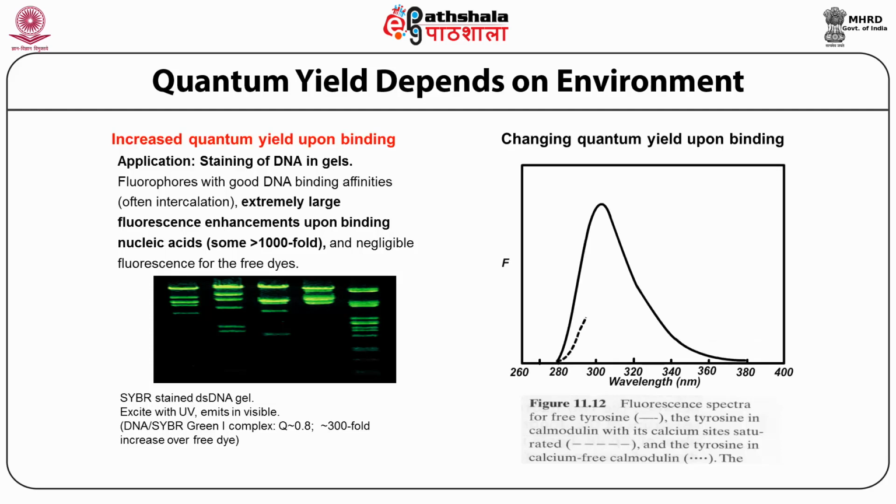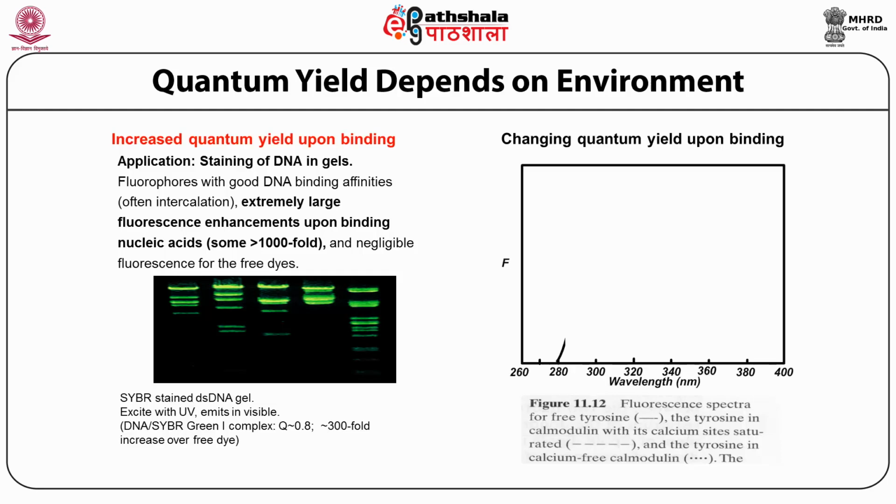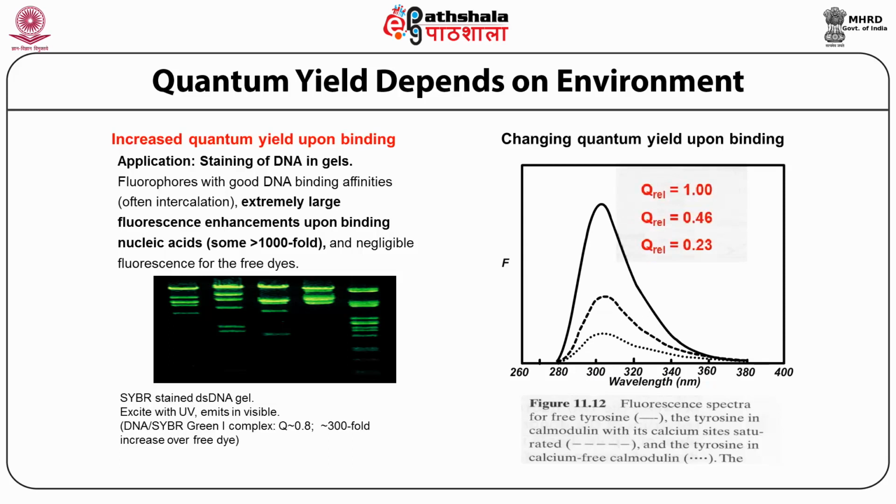For example, the fluorescence spectra of free tyrosine, and when the tyrosine is bound to calmodulin, its fluorescence quantum yield becomes 0.46, and when the tyrosine is in calcium-free calmodulin, its fluorescence intensity further decreases to 0.34.